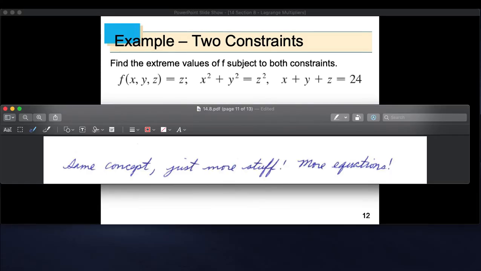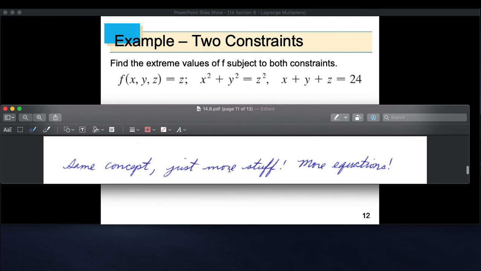So here, again, I want to reiterate, it's the same concept, just more stuff, more equations. So yes, you're going to get a more complicated system of equations generally, and you're going to have to use your algebraic savvy to get through all that. But it's the same concept.